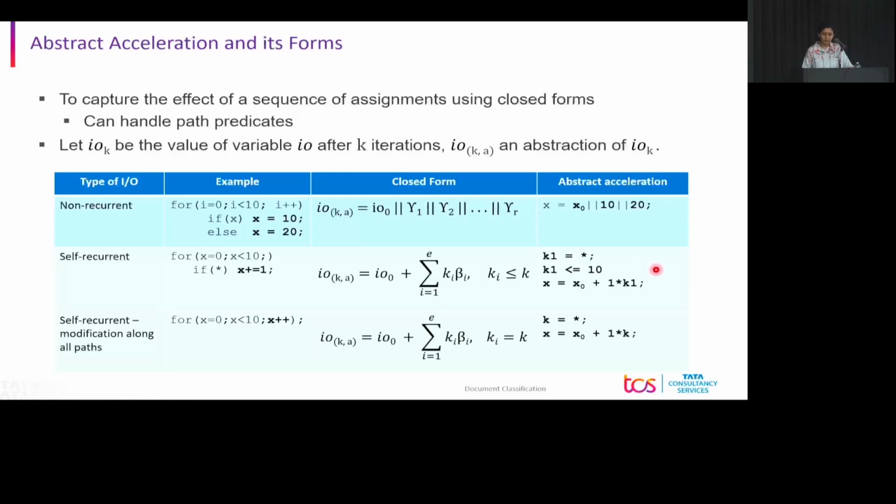And if we knew that x is less than or equal to 10, that would help us. But we don't. So what we do is we say, okay, let k be the number of times this loop is executed. k1 is the number of times this statement is executed, and therefore k1 is less than or equal to k. So that makes it so much better. And this is an abstraction. This is a loop invariant for this loop. So you see, by simple structural analysis, we are able to find the loop invariant.